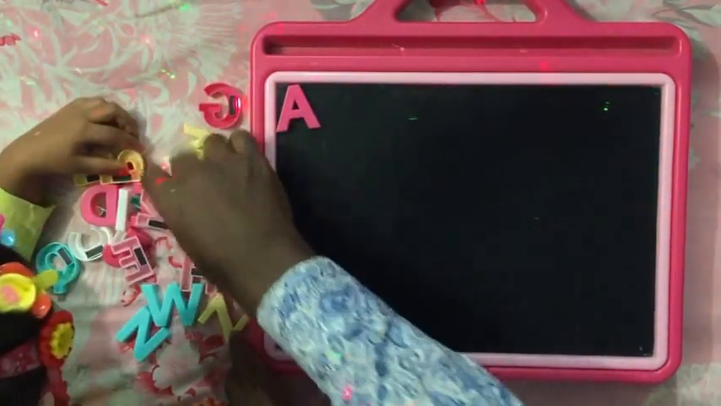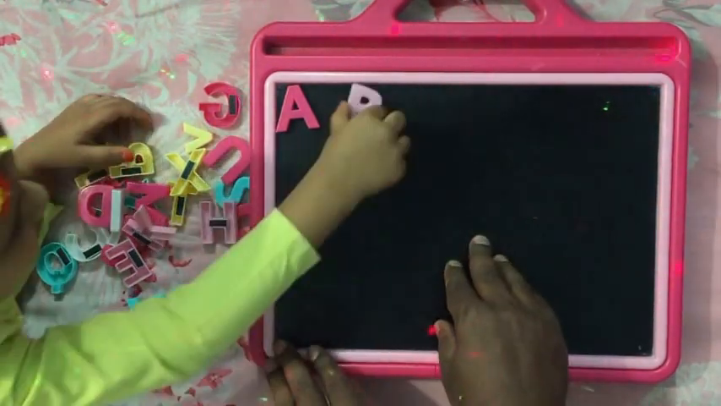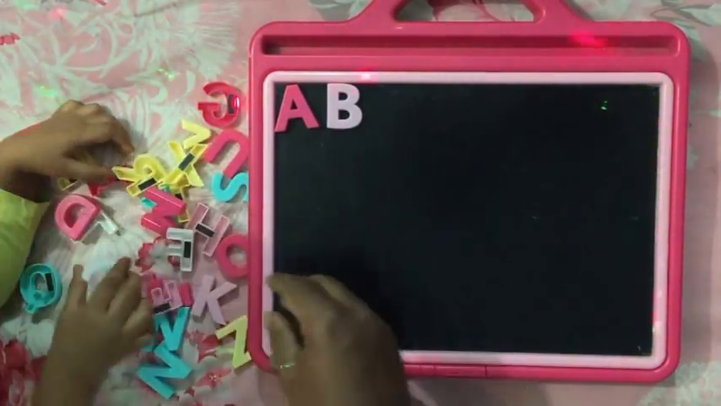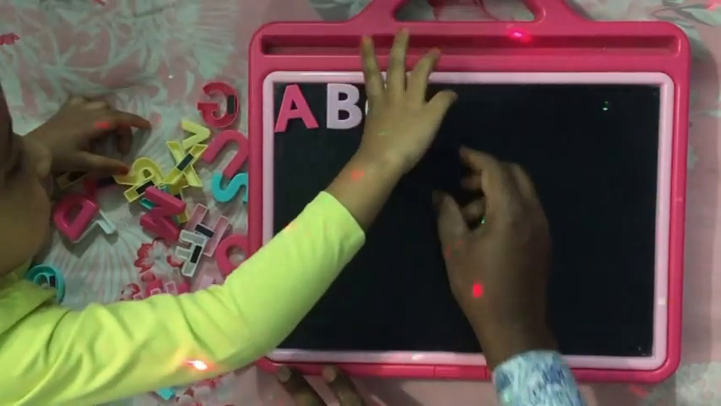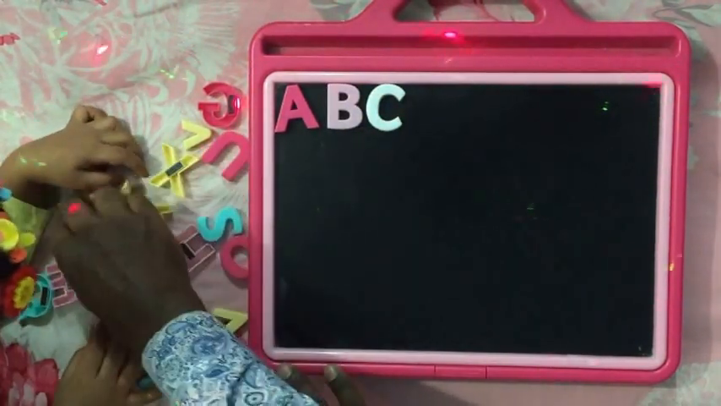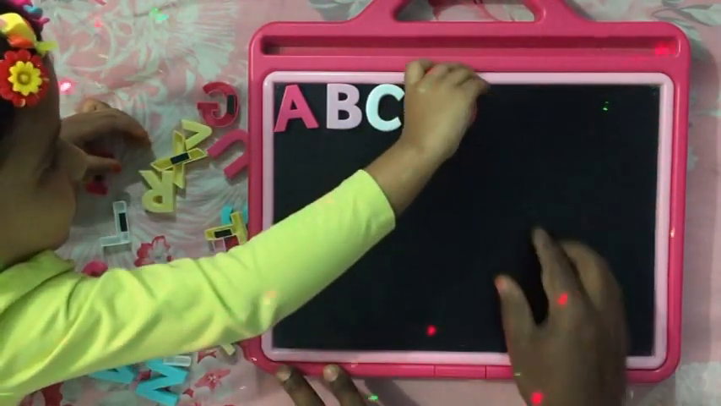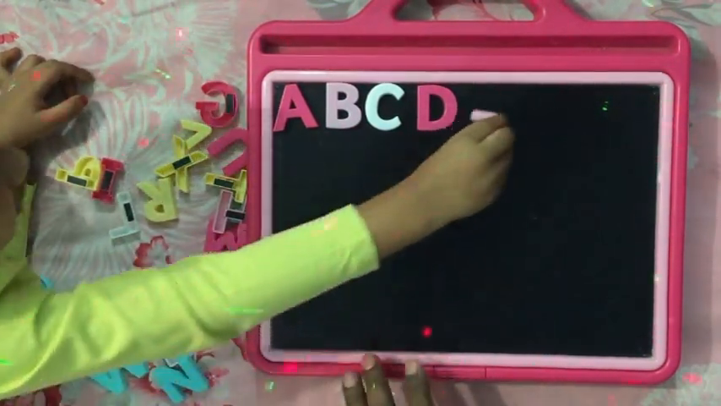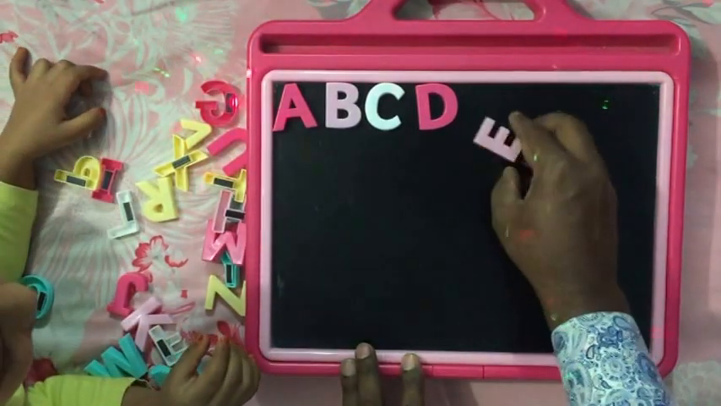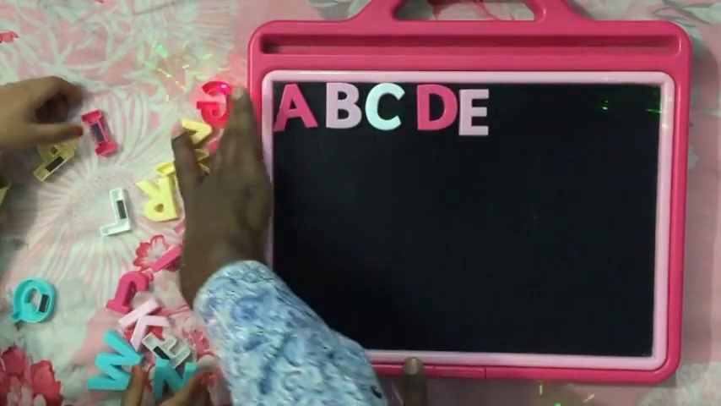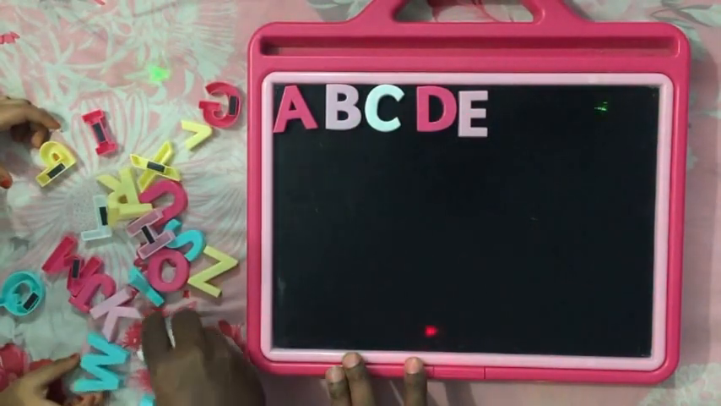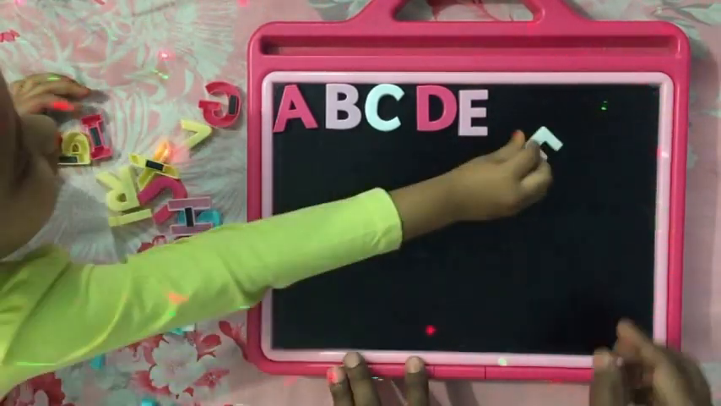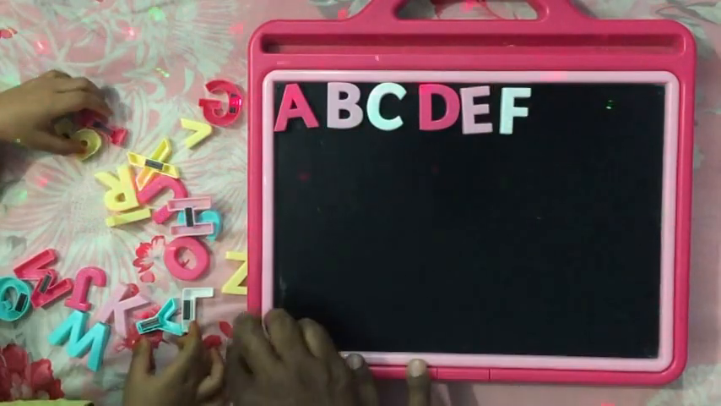B. What is B? Yes, this is B. C. Yes, C. D. Okay, D. Yes, D. Then E. Where is E? Yes, E. Then F. What is F? Where is F? Yes, F. E, F, G.